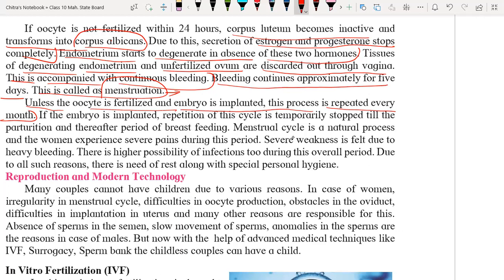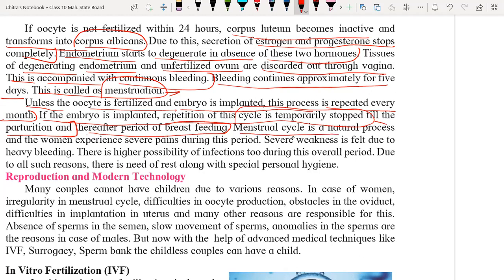Okay, when the embryo is implanted, the releasing of the ovum every month stops for a few months. If the embryo is implanted, repetition of the cycle temporarily stops. The releasing of the ovum, that is ovulation, then the maturation period, endometrium formation, and ovulation period, all these processes stop till the parturition period, meaning when the baby is born, and after the period of breastfeeding, that process stops completely.